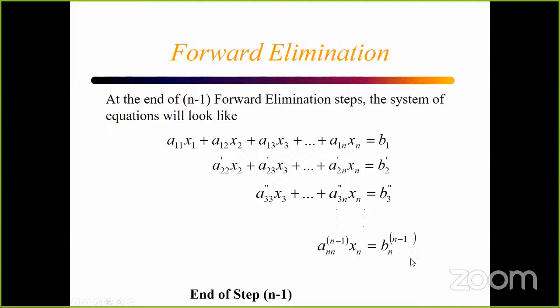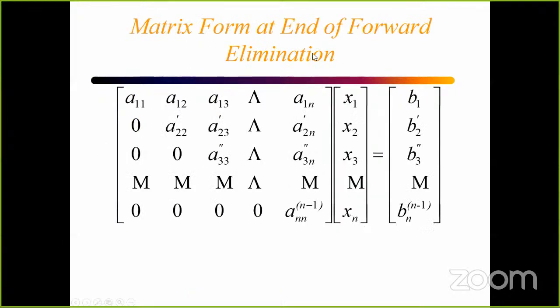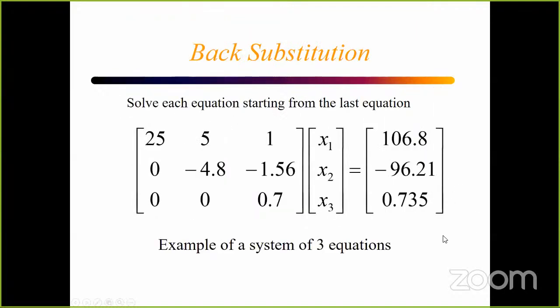You can easily estimate the value of xn. Xn is nothing but the ratio of bn to the power of n minus 1 to ann to the power of n minus 1. Once you know xn, you substitute it in the previous steps and get xn minus 1, xn minus 2, and so on down to x1 at the end. This is a simple step. The matrix form at the end will be like this, where all of the entries below the diagonal are zeros. By substituting, you will get the values.